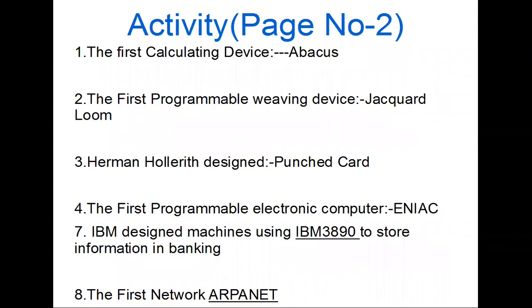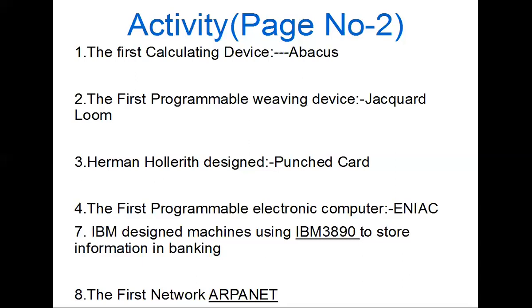Then activity, page number 2. The first calculating device, answer: abacus. And point number 2, the first programmable weaving device, Jacquard loom.